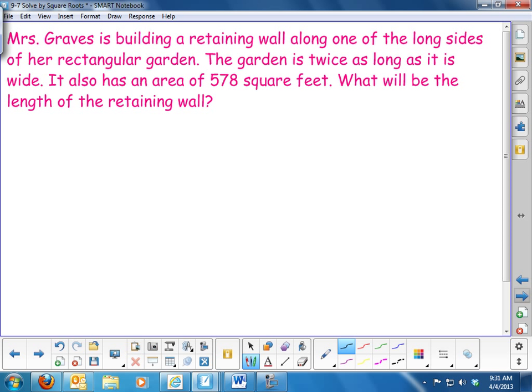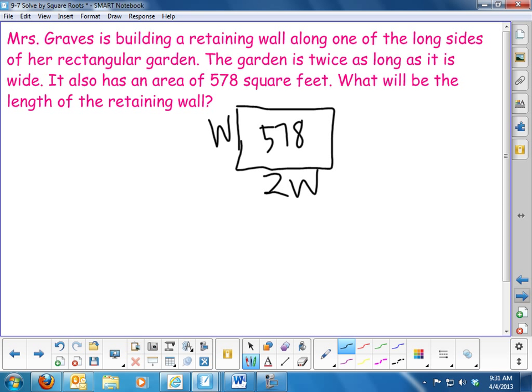Here's our last problem. Mrs. Graves is building a retaining wall along one of the sides of her rectangular garden. When I see those words, I just think I need to start drawing a picture. The garden is twice as long as it is wide. So if my width is W and my length is twice that, this is 2W. It also has an area of 578 square feet. I'm labeling my picture as I go. What will be the length of the retaining wall?